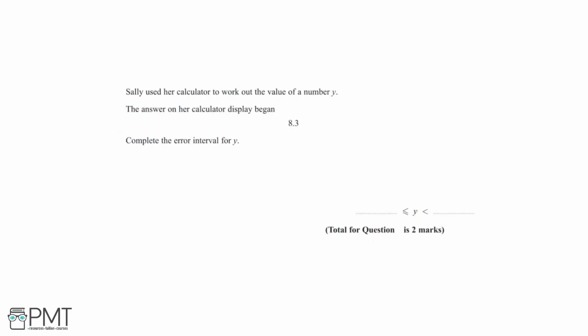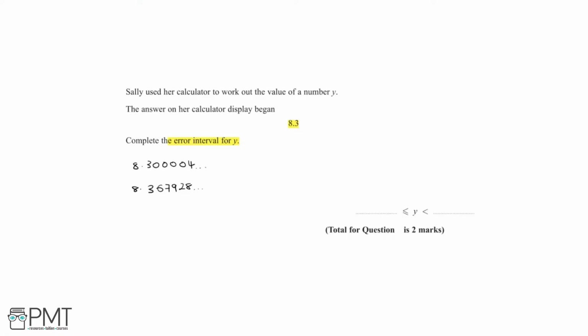In this question, we're told that Sally used her calculator to work out the value of a number y. The answer on her calculator display began 8.3, and we need to complete the error interval for y. If the answer began 8.3, we could have 8.3 followed by an infinite number of numbers. We could have something like 8.300004, and this still begins with 8.3.